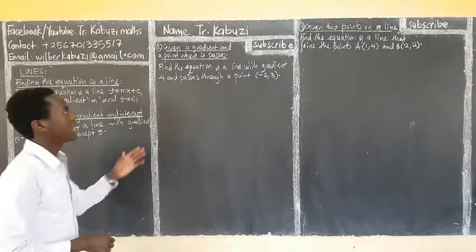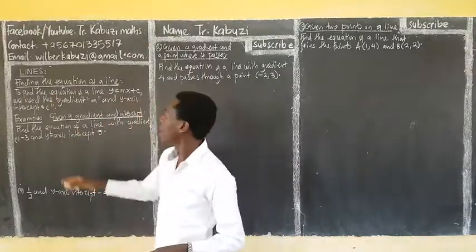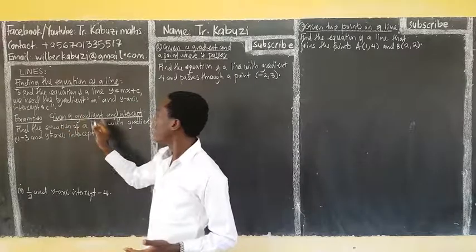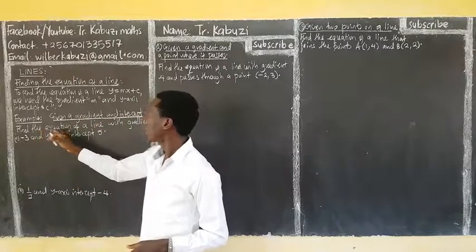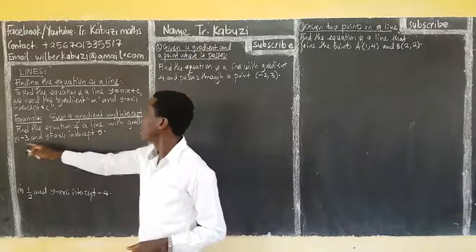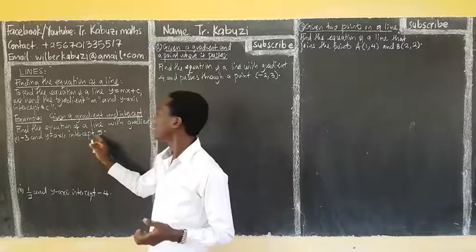So what do we do? Now we are going to be seeing given conditions. How do we get that through the given conditions? Okay, here the first condition is given the gradient and the intercept. Now let us see. Find the equation of a line with gradient -3. So remember they are giving us the gradient and the y-axis intercept 5.